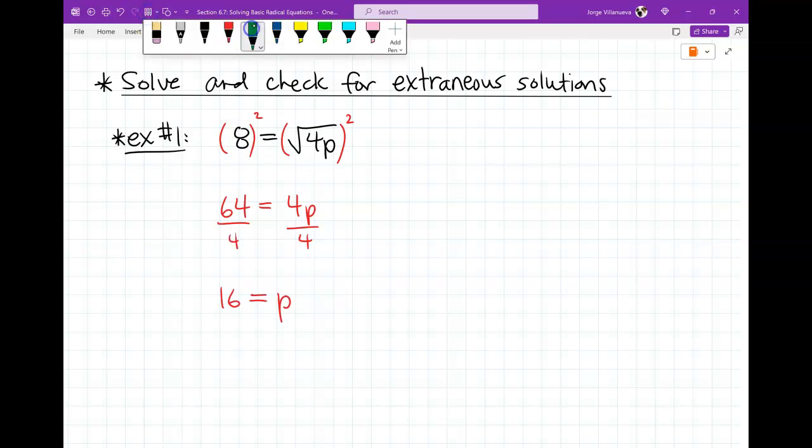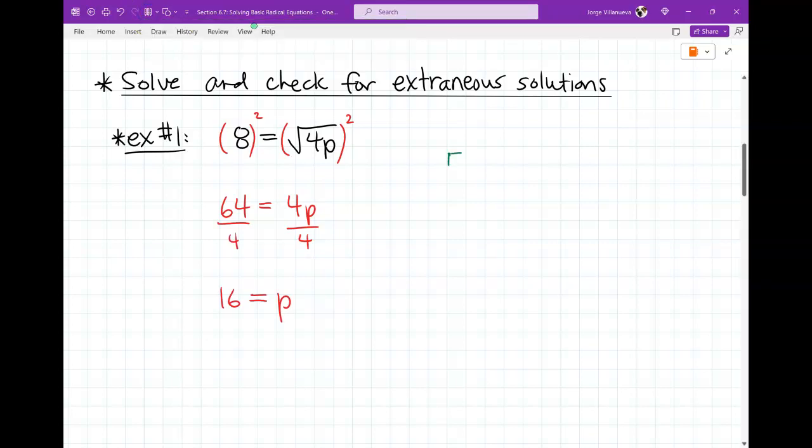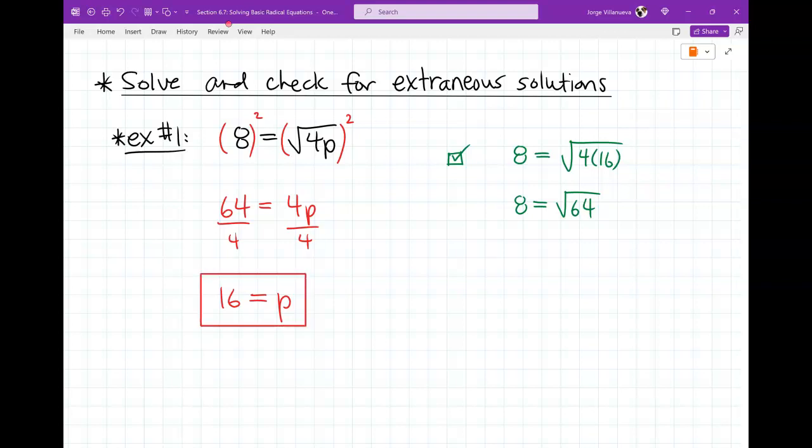Now I have to check it. Make sure it works. Okay? So let me check this thing. I'm going to put a 16 where p is in the original problem. So 8 is equal to the square root of 4 times 16. So 8 is the square root of 64. Well, that's true, so that checks out. So the answer works. So p equals 16 is the correct answer. It does work, so I don't have to cross it out.